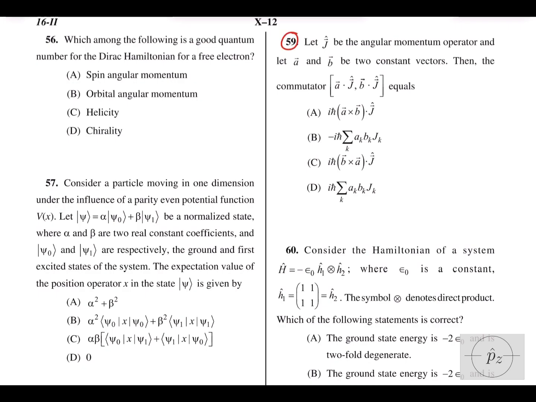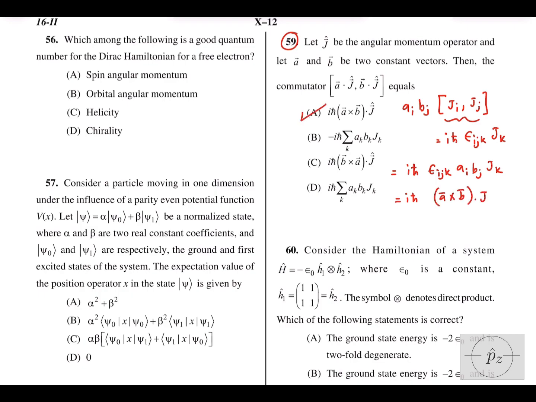Problem 59. Let J be the angular momentum operator and A and B be two constant vectors. Then the commutator is equal to, so we write the commutator as A_i B_j times the commutation relation of J_i and J_j. We know this is equal to i h bar epsilon_ijk J_k. So we have i h bar epsilon_ijk A_i B_j J_k, and this is equal to A cross B dotted with J. So option A is the correct answer.